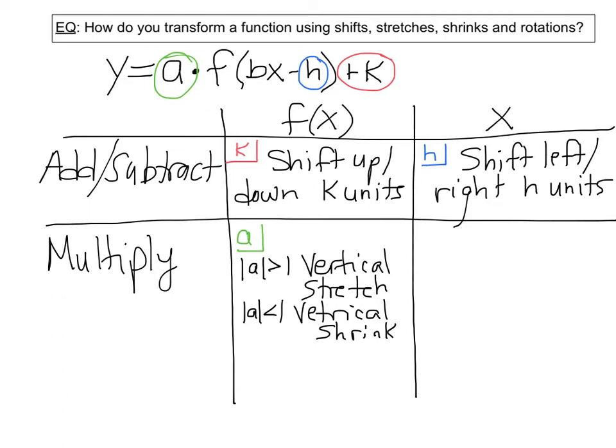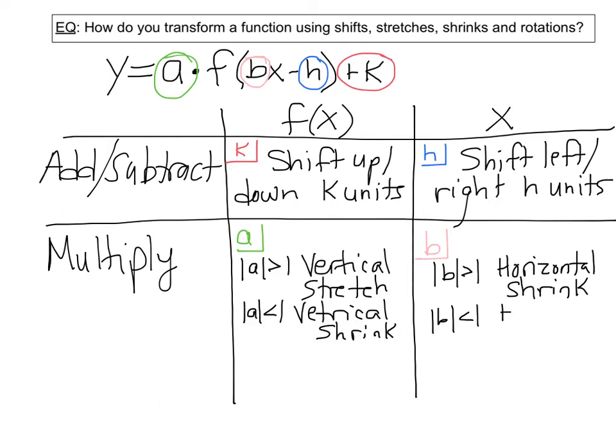And what if we multiply on the inside to the x? So now we're talking about b. B is multiplying the x on the inside. When we do that, based on the absolute value of b, if it's greater than 1, that causes the graph to horizontally shrink. And if the absolute value of b is less than 1, that causes a horizontal stretch.